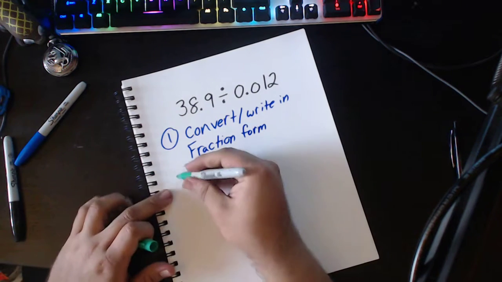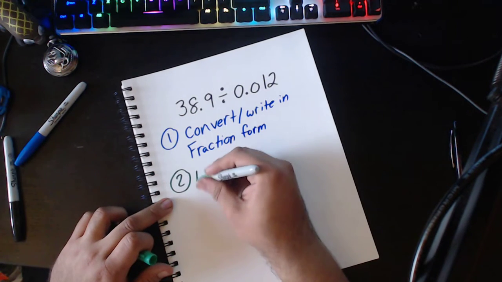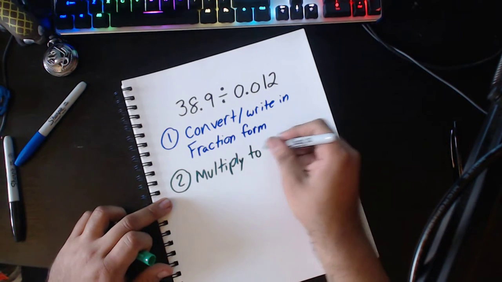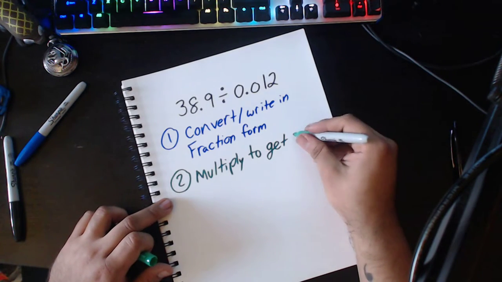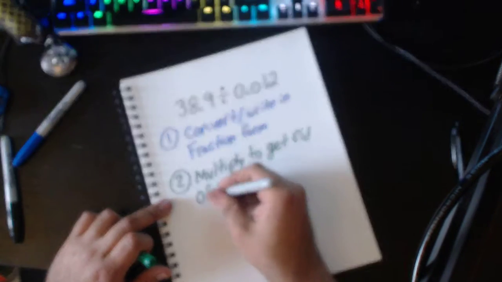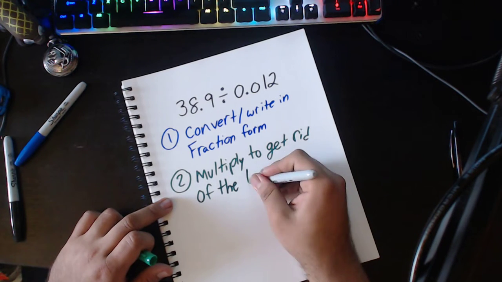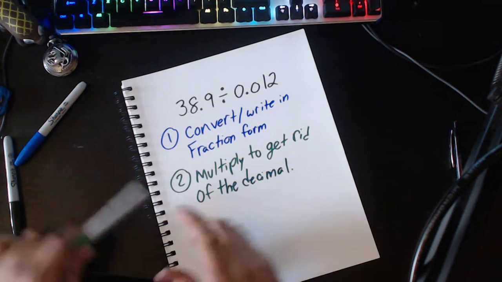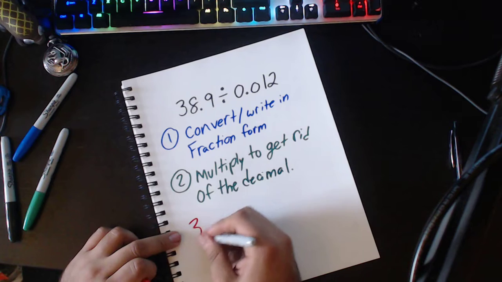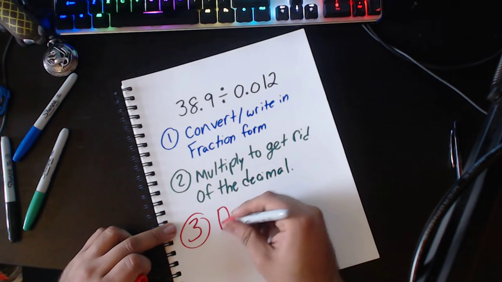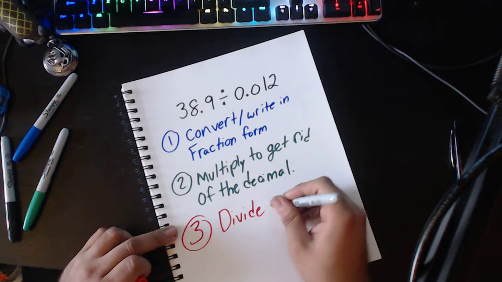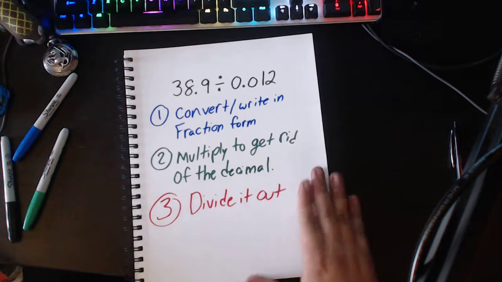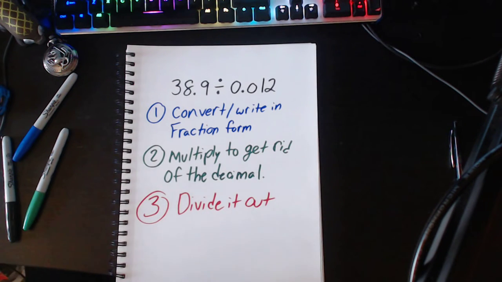Our second step is to multiply to get rid of the decimal. And our last step is to divide it out. Go ahead and try this problem on your own, following the steps, and show me in class.